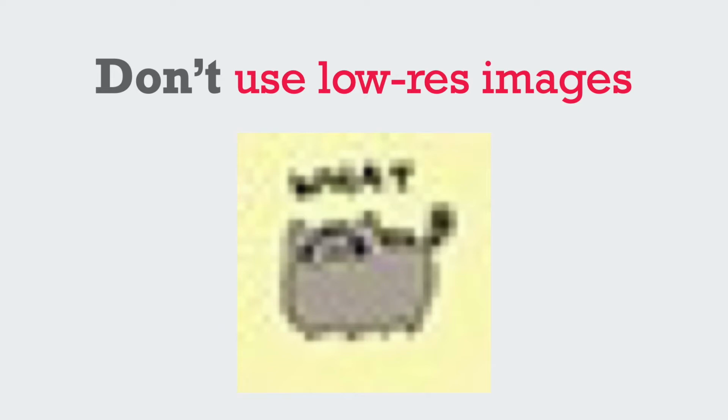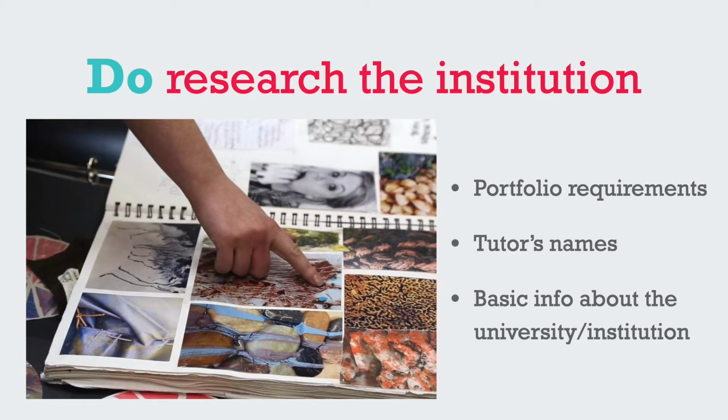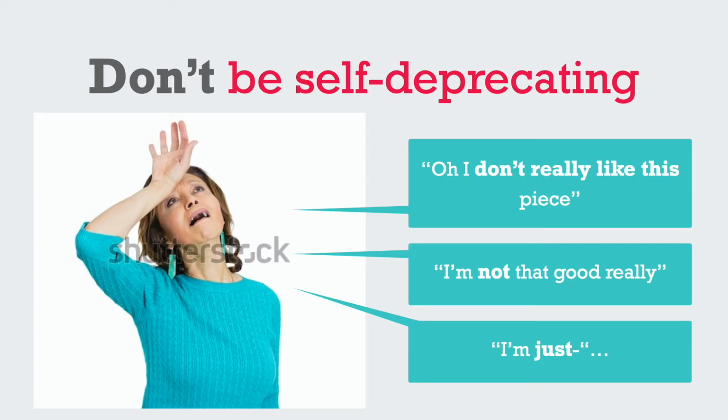Next is do research the institution. So look up who you're going to be applying for. Look at their portfolio requirements, look up the tutors' names as well, which can be really useful. Understand who they are, understand what they're looking for, and look up the basic information about this university. You don't need to memorize their entire Wikipedia page, but know what it is that they specialize in and that they're proud of.